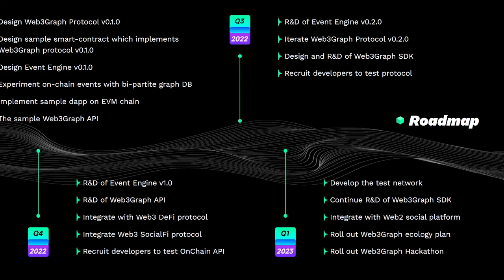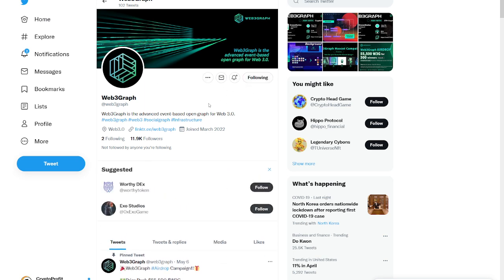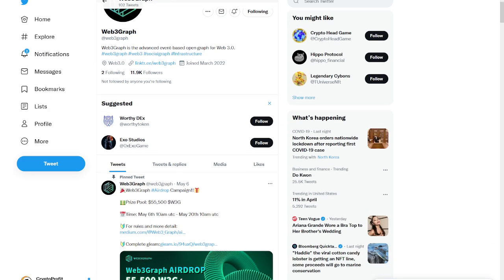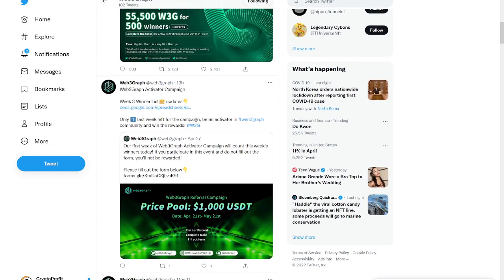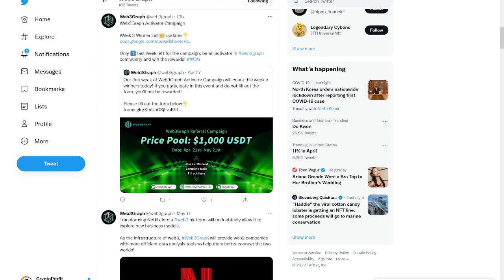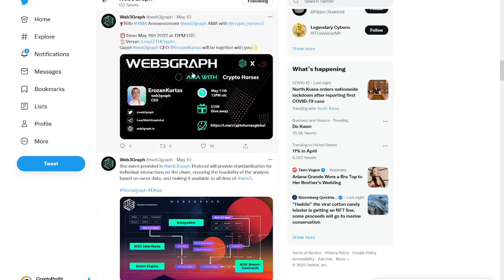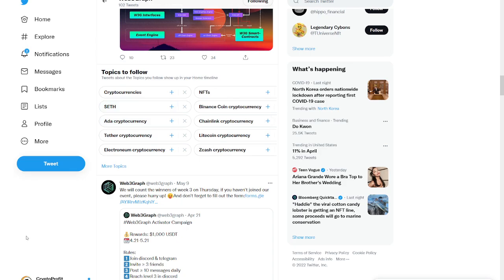So if we actually jump over to their Twitter real quick, you can see that there is a reason to follow them. They actually keep you up to date very consistently on their Twitter, which I love to see. Social media being consistent is definitely an important part of any platform in the crypto space. So Web3 Graph Activator campaign, week 3 winners. They just put the list out. They also have: transforming Netflix into a Web3 platform will undoubtedly allow it to explore new business models. As the infrastructure of Web3, Web3 Graph will provide Web2 companies with more efficient data analysis tools to help them better connect the two worlds. And you can see a little bit more about their AMAs and so much more on their project itself.